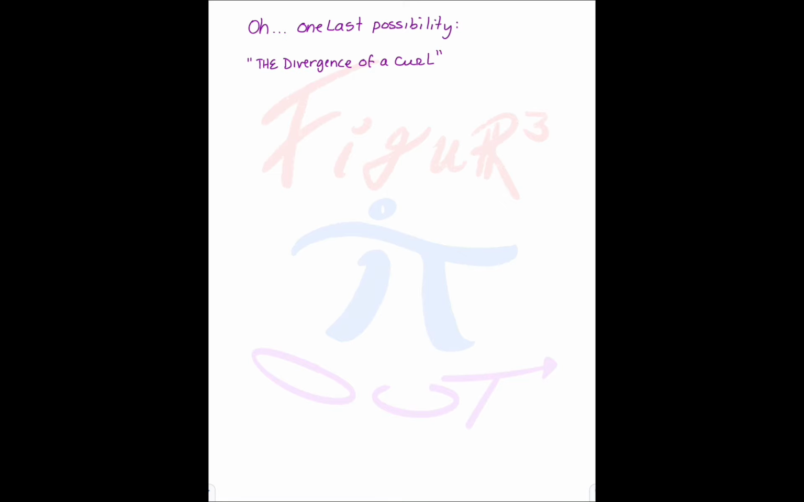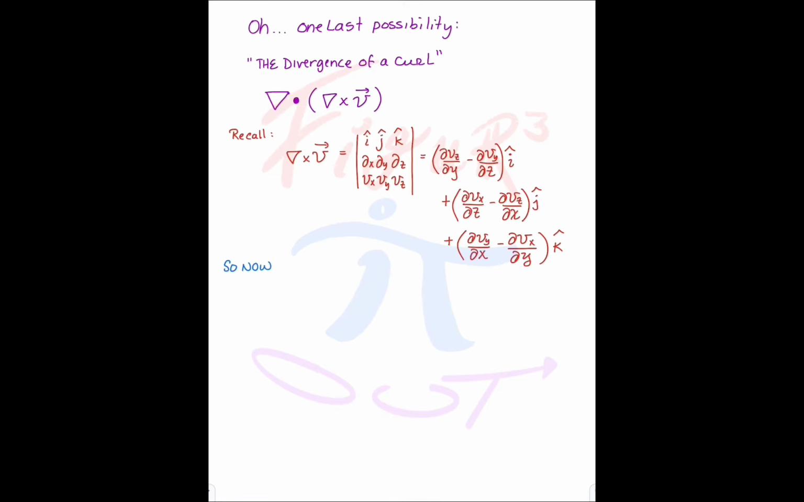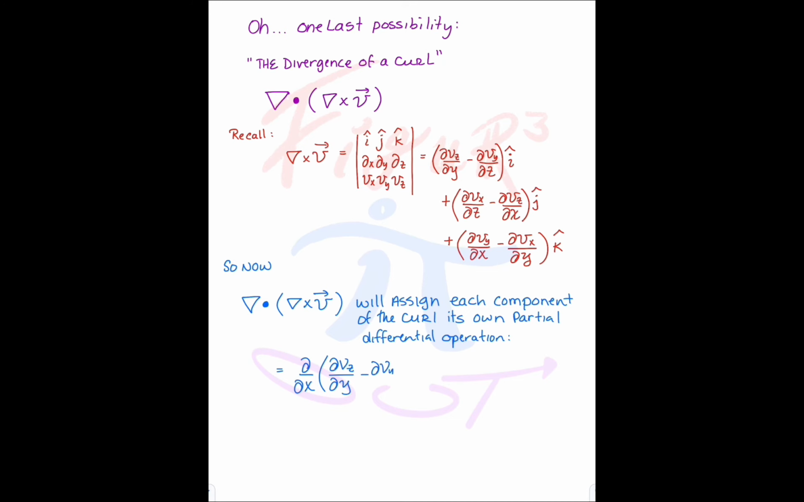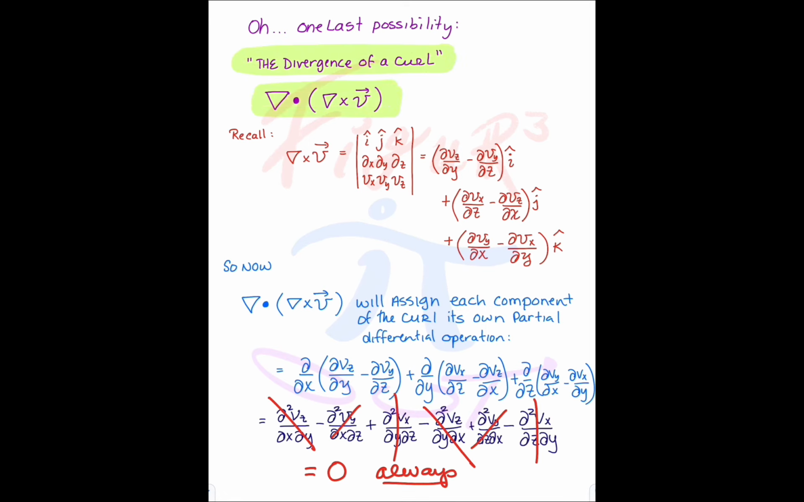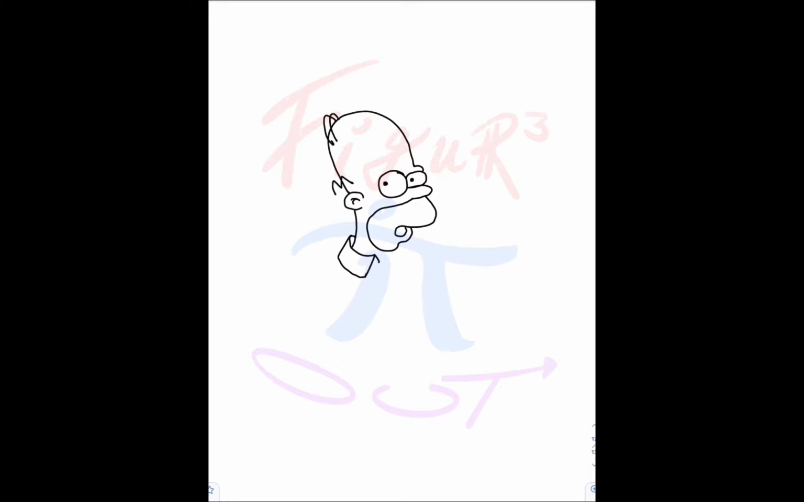So we can consider one last possibility, and that would be the divergence of a curl. And the divergence of a curl will assign each component of the curl its own partial differential operation. And so when you first see what the curl is and then apply the dot product with the del operator, you're going to have some sort of distributive property here of the del operator, or the partial differential operators on each direction. So you see second derivatives popping out, and because of symmetry, many of them cancel to, well, you would imagine, all of them cancel here to 0. So the divergence of a curl is always 0.